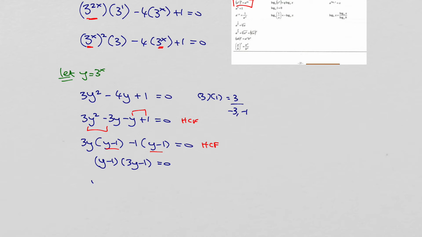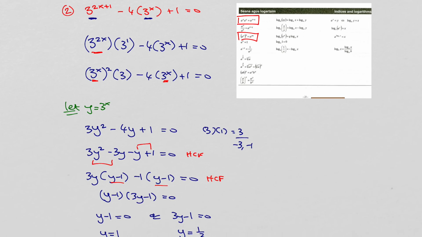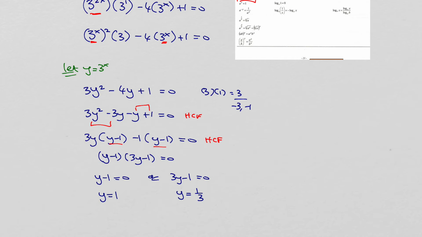So that means that both of those values multiply to give me 0, so one of them has to be 0 or the other has to be 0. So by letting y minus 1 equals 0, I get y equals 1. And by letting 3y minus 1 equals 0, I get 3y equals 1, which gives me y equals 1 divided by 3. So I have a third. But again, I was not asked for what is the value of y. I was asked to solve for x. So I need to remember that I let y equal 3 to the x.